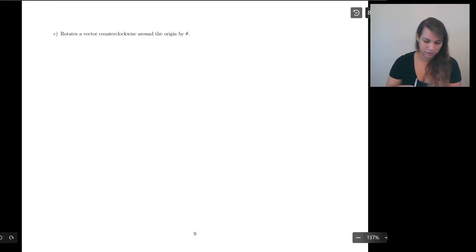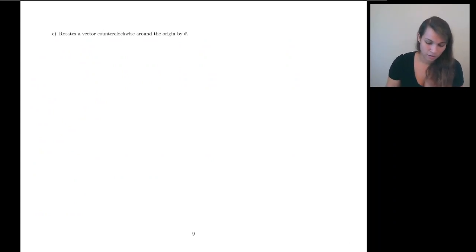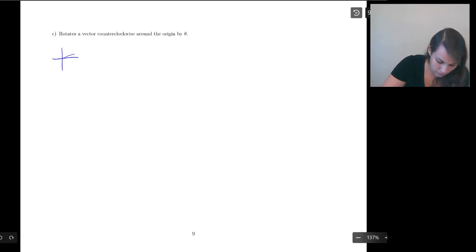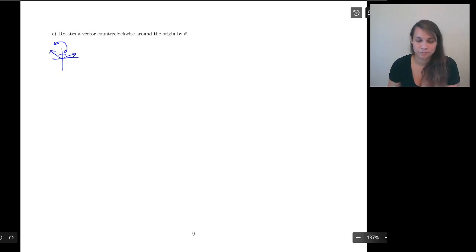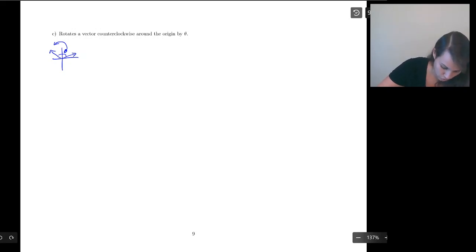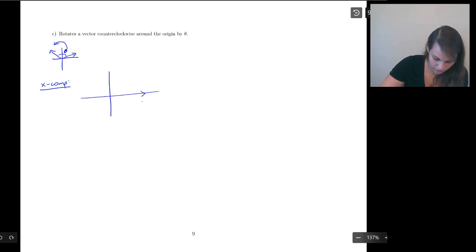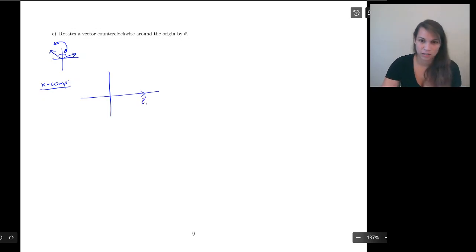Okay, last example for today. We're going to talk about the rotation matrix. We want to take a vector and we want to rotate it around the axis by theta. So again, we're going to do this component-wise. So for the x component, let's say we have just E1, right? That would be the point 1, 0.